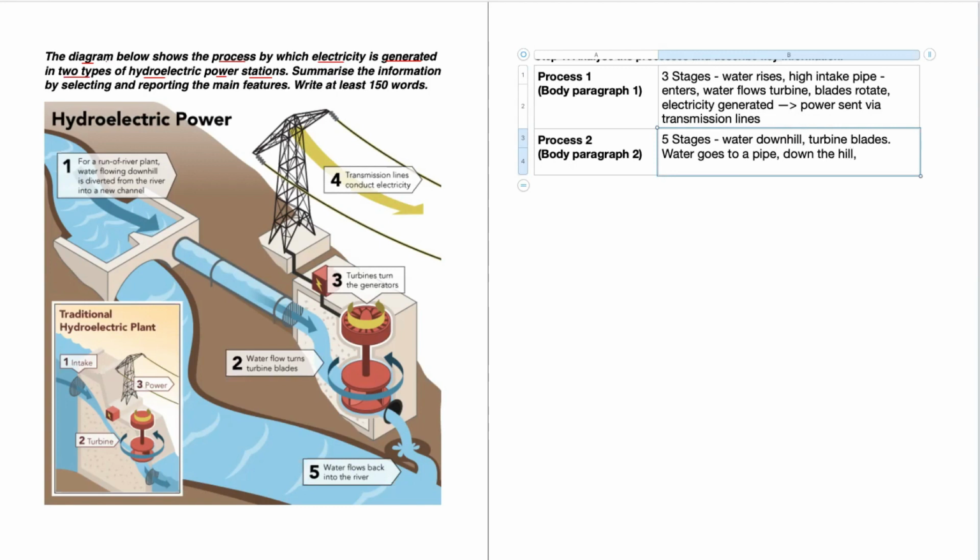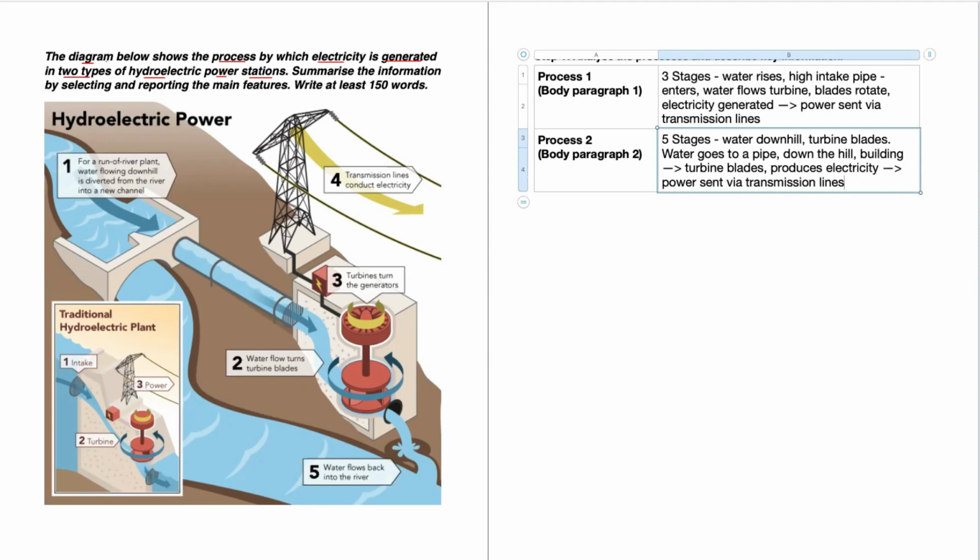Then it looks like it enters here, this building. So I'm going to say once it's in the building, the water causes the turbine blades again to rotate. This produces electricity. And then the power, it looks like, is conducted by transmission lines again to where it's needed or to customers. So I'm going to say again, power sent via transmission lines. I'll say it in a different way just to use our synonyms.